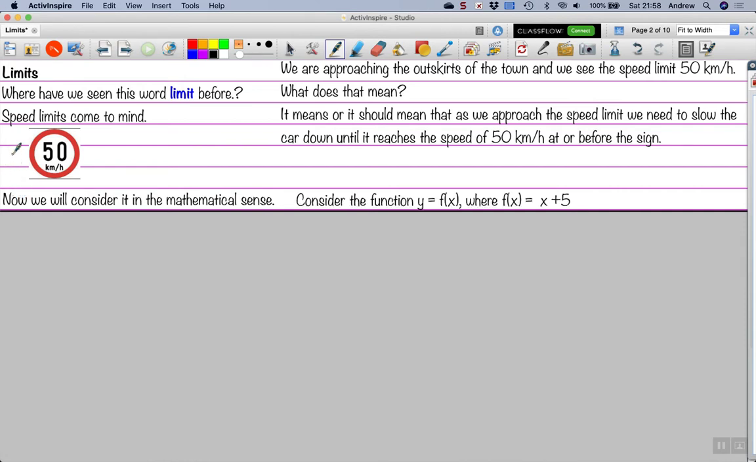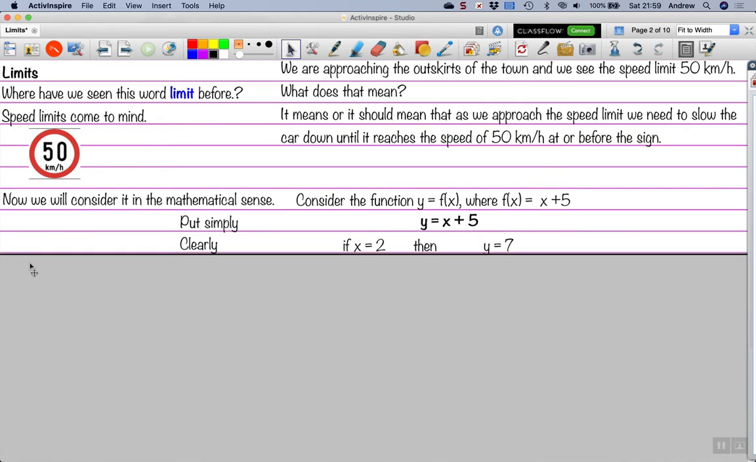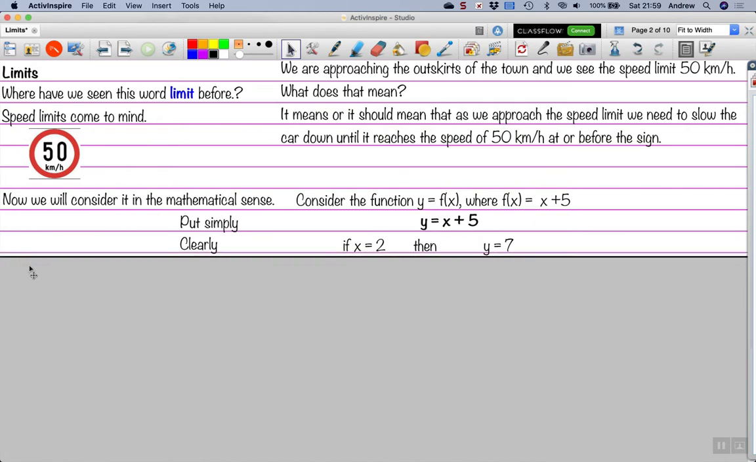Now let's consider the function y equals f of x, where f of x is equal to x plus 5. So what we have here is, put simply, y is equal to x plus 5. Now clearly, just going back to first year and second year work, when x is equal to 2 and we substitute it in, 2 plus 5 is going to be equal to 7.